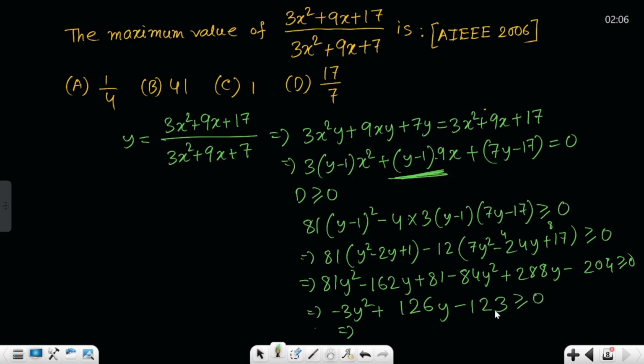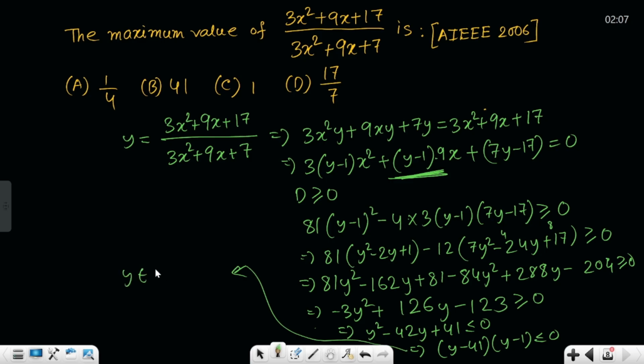Now you can take minus 3 common. So we will get y square minus 42y plus 41 less than or equal to 0. This 41 we can write as 41 times 1, so we will get y minus 41 into y minus 1 less than or equal to 0. Now y belongs between 1 and 41.